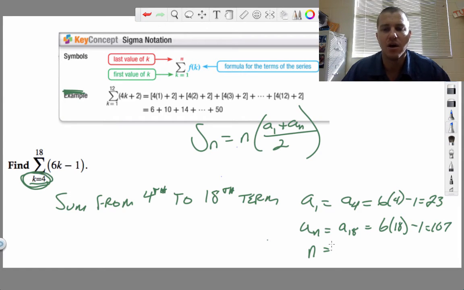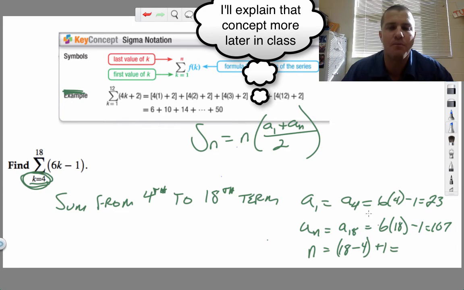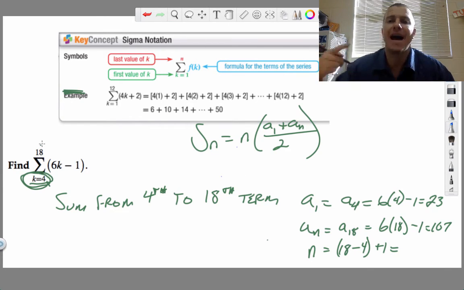And the n. To find the n, how many terms are from the 4th term to the 18th term? A lot of people will say, oh, I just subtract. Yes, except you're including that 4th term, so you have to add 1 back. I'll explain that a little more in depth, but basically to find your n, you subtract these 2 and add 1 back. So it's going to be 18 minus 4 is 14, plus 1 is 15.